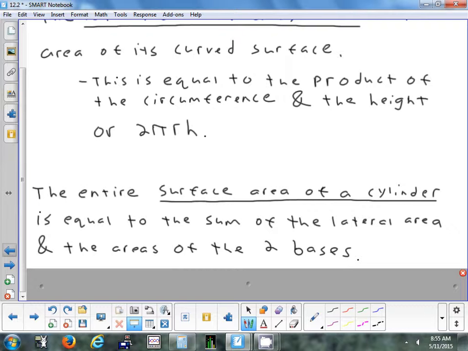We just said that the top and bottom shape are circles. How many circles do you have in a cylinder for your bases? How many circles you got? Two. So once you find the area of the wall, you got to add the area of a circle, and then double it for the other circle. The only question: what's the formula for the area of a circle? Pi r squared.